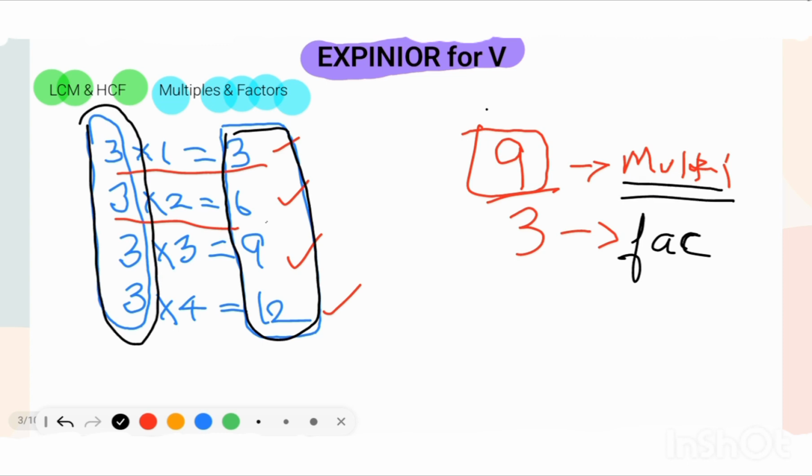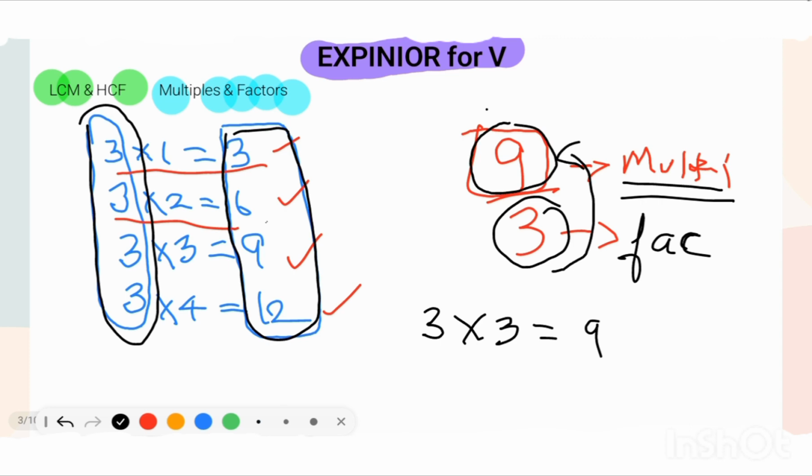So a multiple is a product. 9 is a product, since 3 threes are 9. Yes or no? So a factor will be that number which is easily able to divide a given number, and a multiple will be that number, the numerator, which is a multiple of 3. So here the factor is able to divide the multiple, and the multiple will always be greater than the factor.